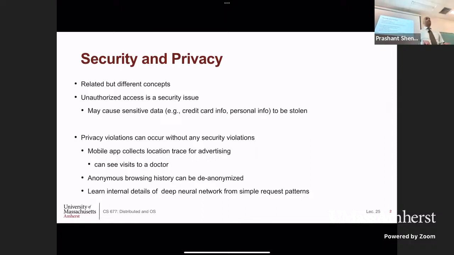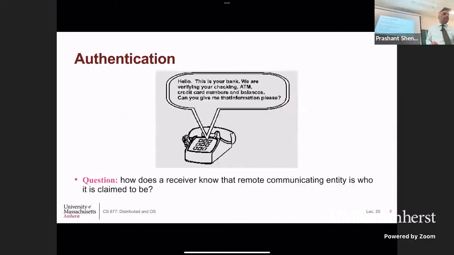I just want to mention this because last time there was some confusion between whether something was a security issue or privacy issue. Now, with that said, today's class is actually about security, so we'll not talk about privacy at all. So let's start with the first problem. These are just basics. So the first problem is authentication.